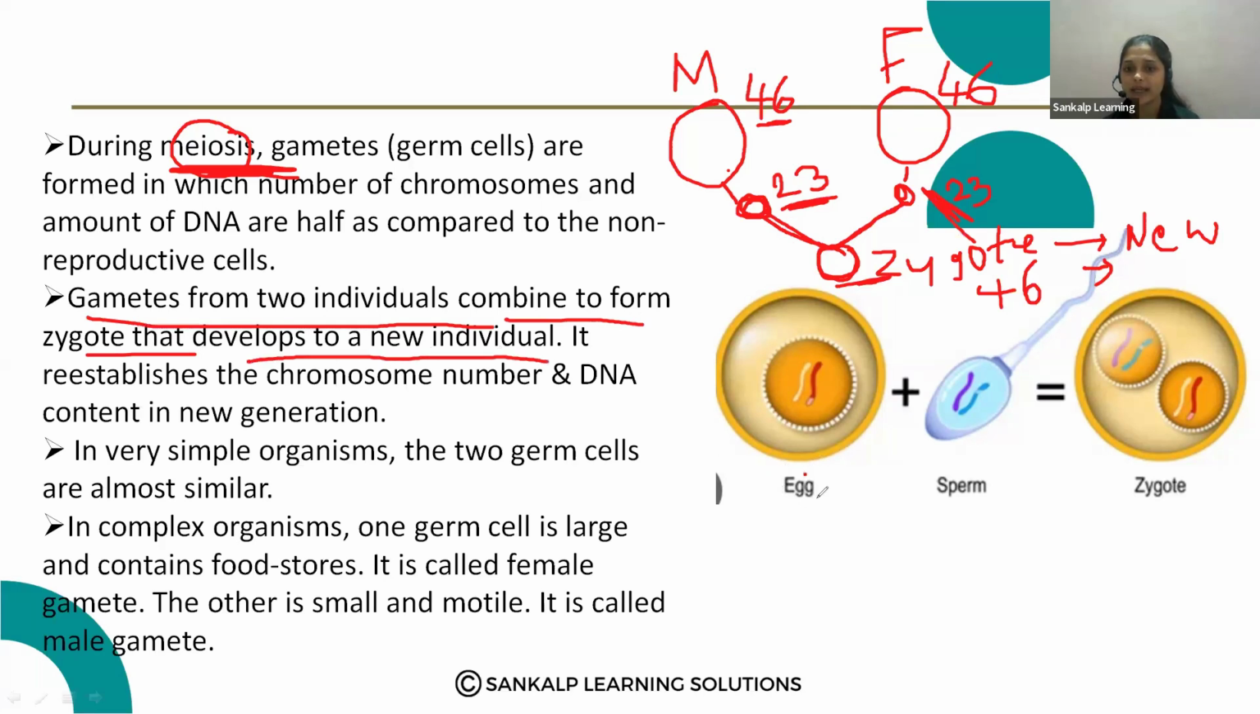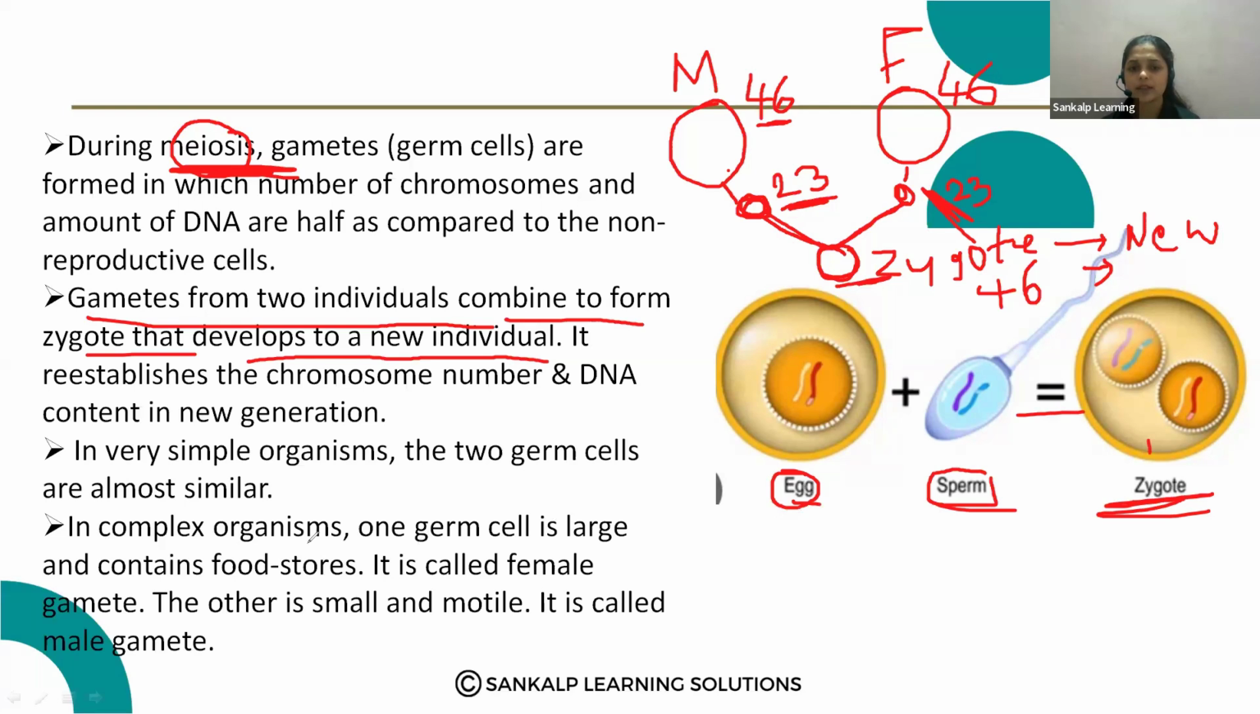ನೋಡಿ ಫಿಮೇಲ್ಸ್ ಅಲ್ಲಿ ಎಗ್ ಇರುತ್ತೆ ಕಾಮನ್ ಆಗಿ, and in males the male gamete is called a sperm. Okay, that is forming the zygote. ಕಾಣಿಸ್ತಾ ಇದೆಯಾ? Egg, sperm, and that is forming the zygote.